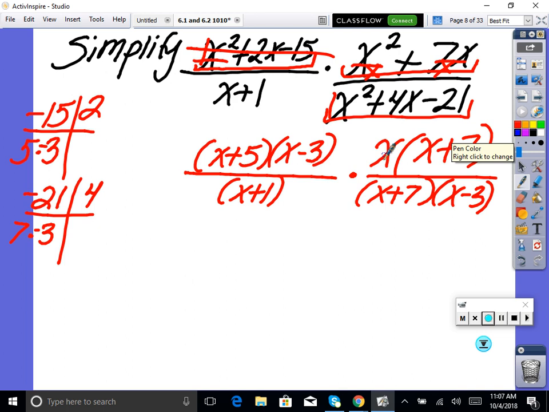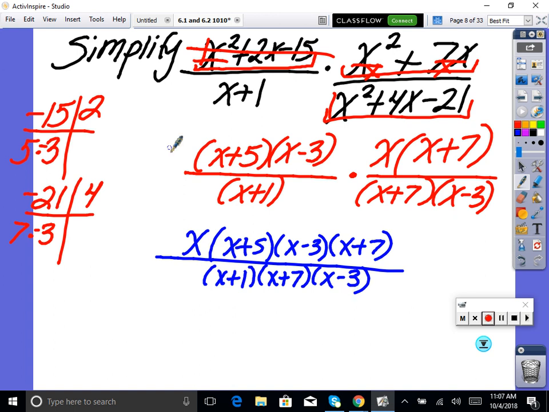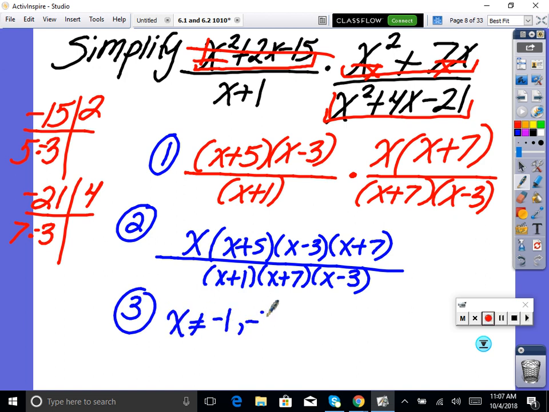So I'm going to put x in front. It's just considered prettier. So then I have an x plus 5, an x minus 3, and an x plus 7. The order doesn't matter on the rest, but I do like to put x in front. Then I have x plus 1, I have x plus 7, and x minus 3. On your homework, it would not hurt to label your steps. This is my second step. Then my third step is to restrict. So x cannot equal negative 1, negative 7, or 3.